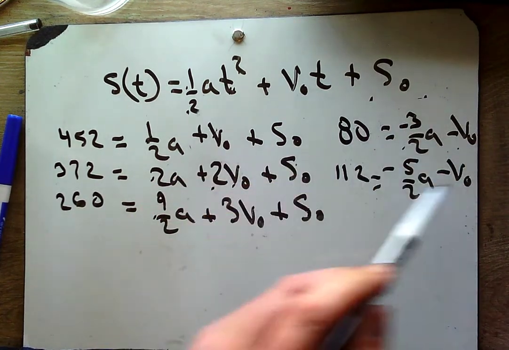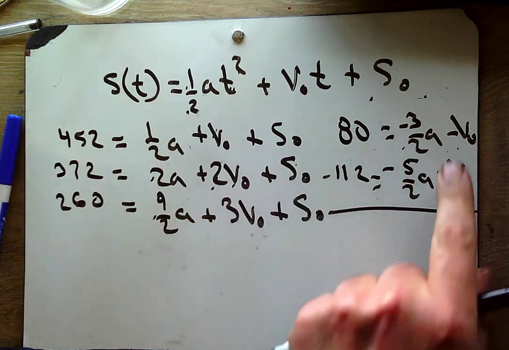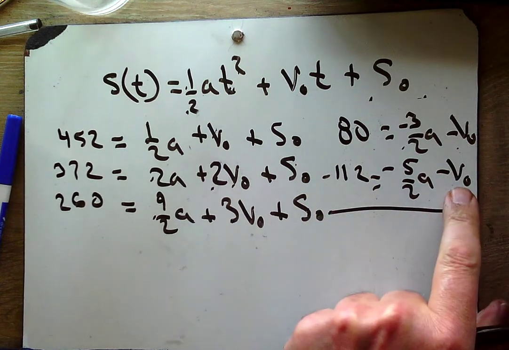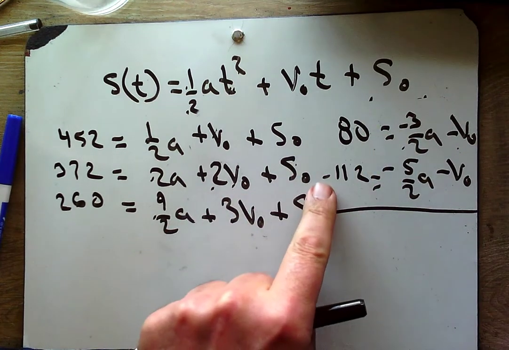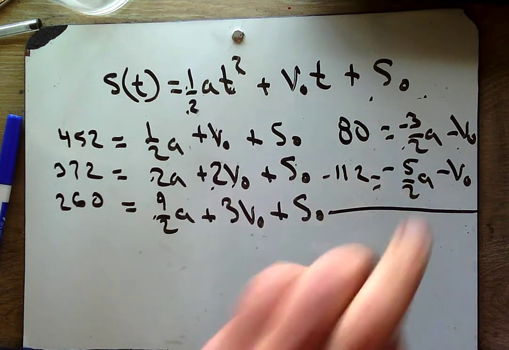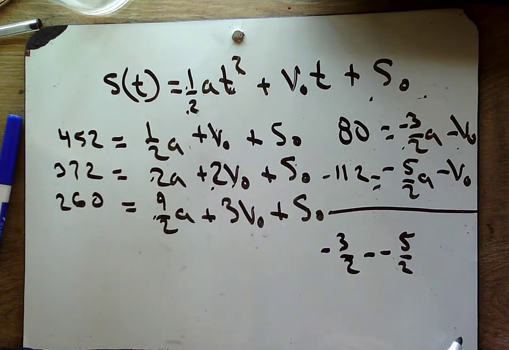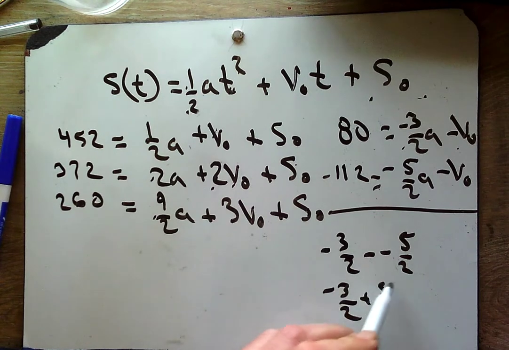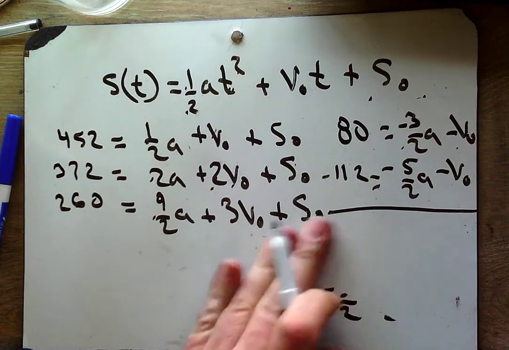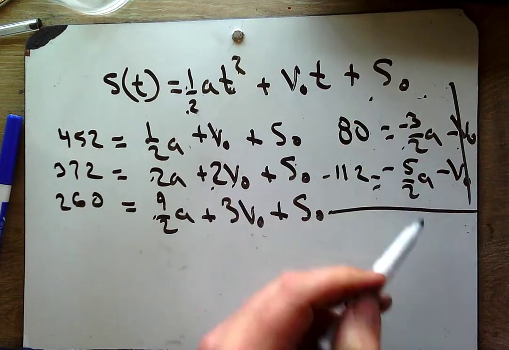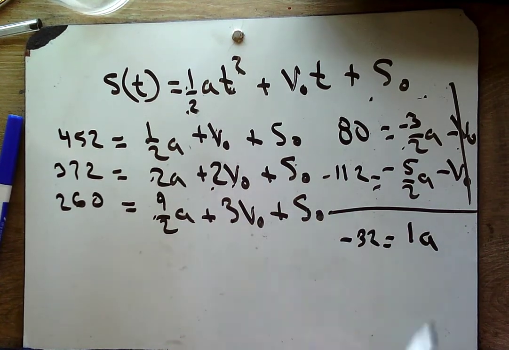I could certainly multiply everywhere by 2 if I wanted to, but why? Because negative v sub o minus negative v sub o, those cancel. And negative 3 halves minus negative 5 halves is negative 3 halves plus 5 halves, which is 2 halves, or 1. Well, that's nifty the way that worked out. These eliminate, I get 1a. And over here, I have negative 32.